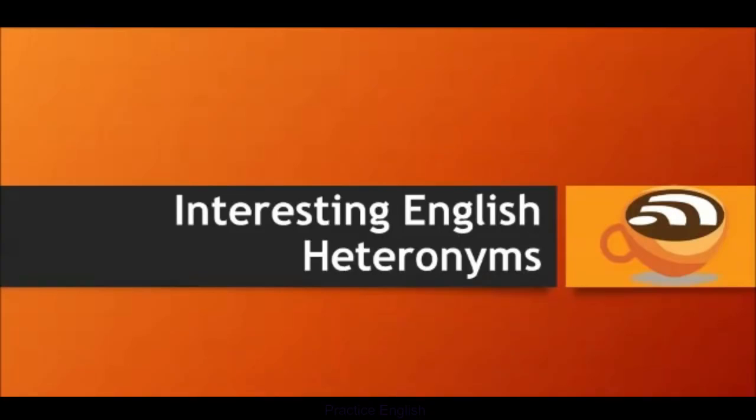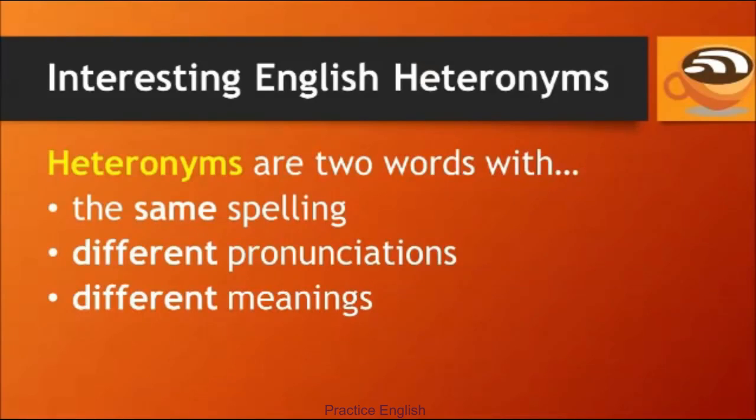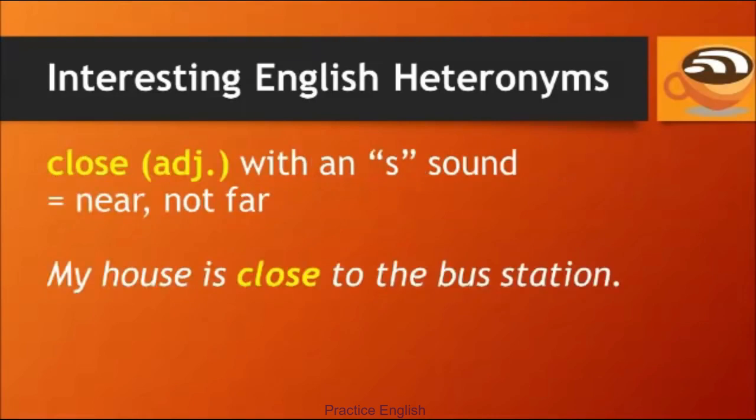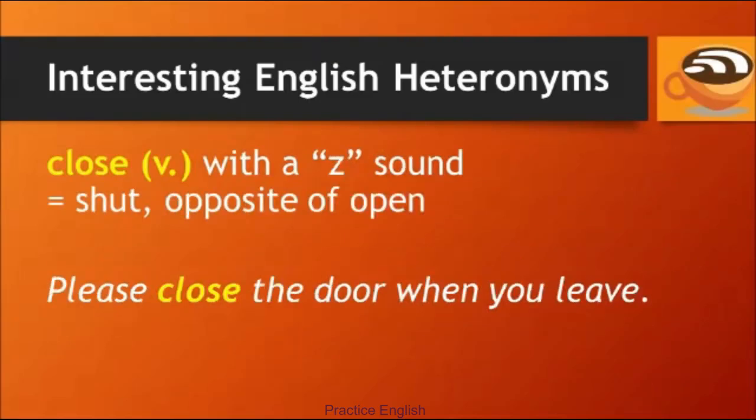Interesting English heteronyms. Heteronyms are words with the same spelling but different pronunciations and different meanings. Here are two common examples. The word close with an S sound means near, not far. For example, my house is close to the bus station. The word close with a Z sound is a verb. This means to shut, the opposite of open. For example, please close the door when you leave.